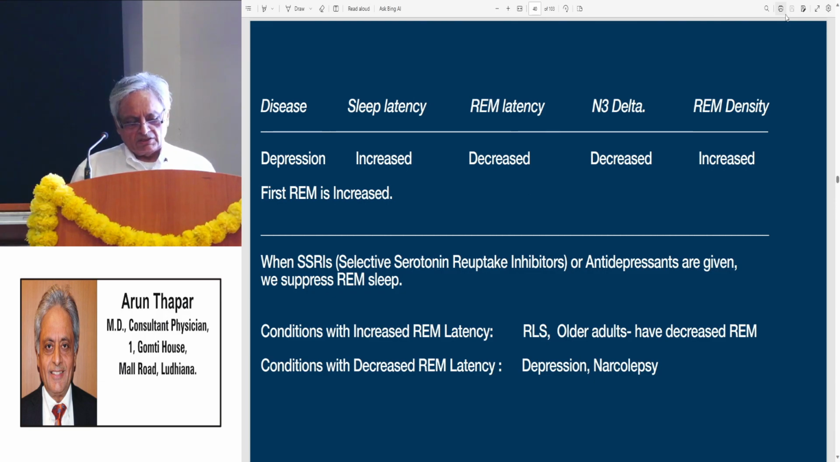Now, a few conditions in which you encounter increased REM latency are restless leg syndrome, which is very common clinically, and older adults. In older adults, the sleep is too little. They have decreased REM. They sleep early. They get up around 11 at midnight. They can't sleep. Then they sleep maybe around 2 a.m., and then again get up around 4 a.m. So they have very little sleep. And conditions with decreased REM latency are depression and narcolepsy.